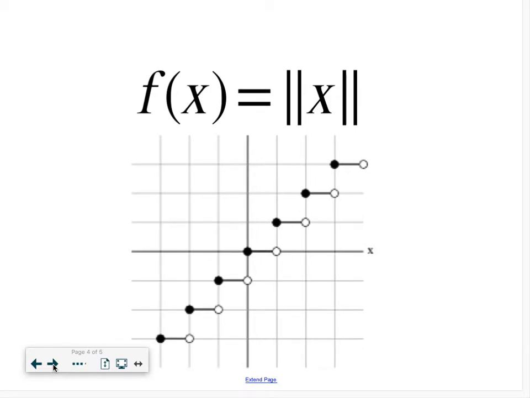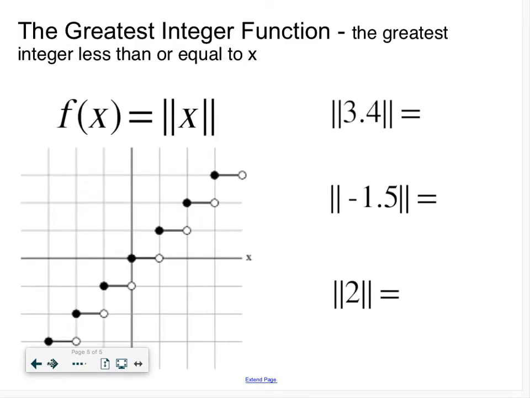What's happening? It's rounding. Okay, which way are we rounding? We're rounding down. So if I have an x of 3.9, my y is 3. We're rounding down. So this is called the greatest integer function.